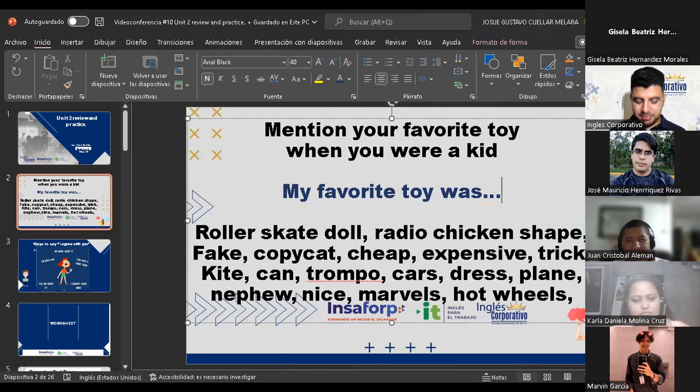My first toy was dump trucks. Ah, okay. Really? Do you have one? Very nice. Yes. Okay, wonderful. Odalis, and then Noé.